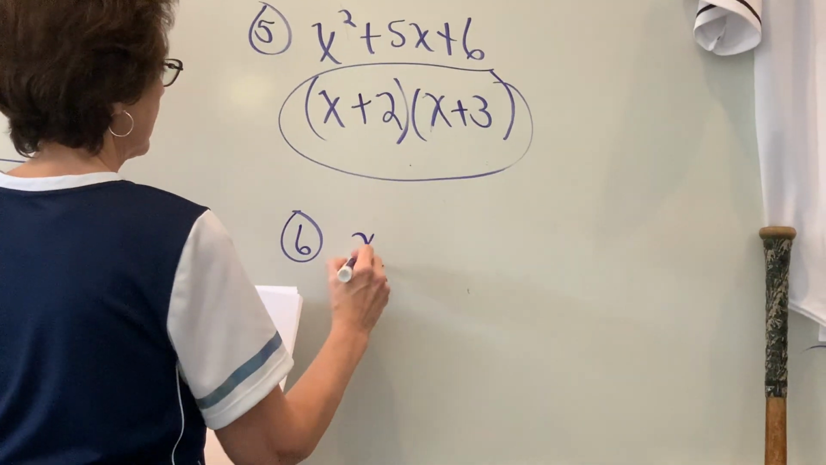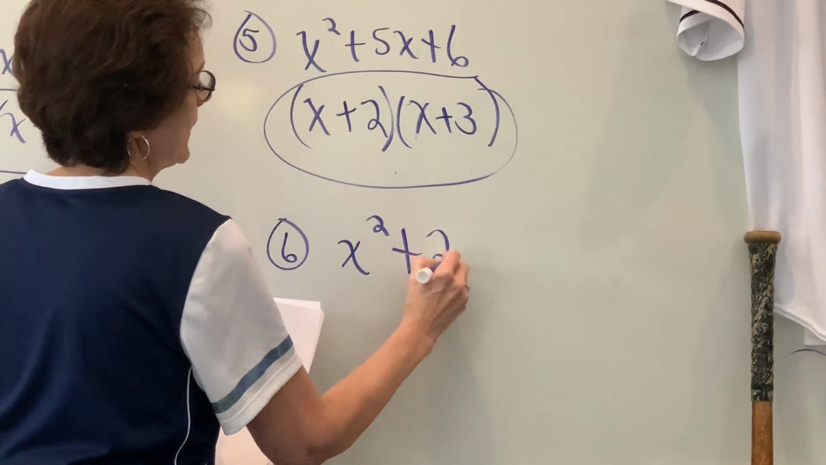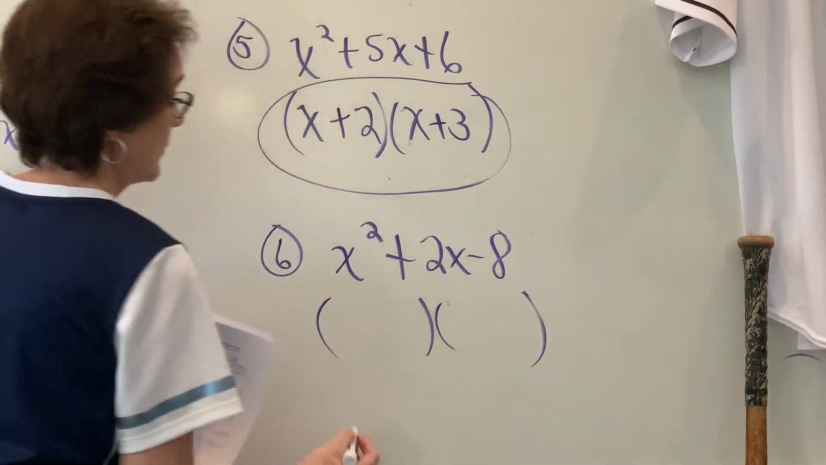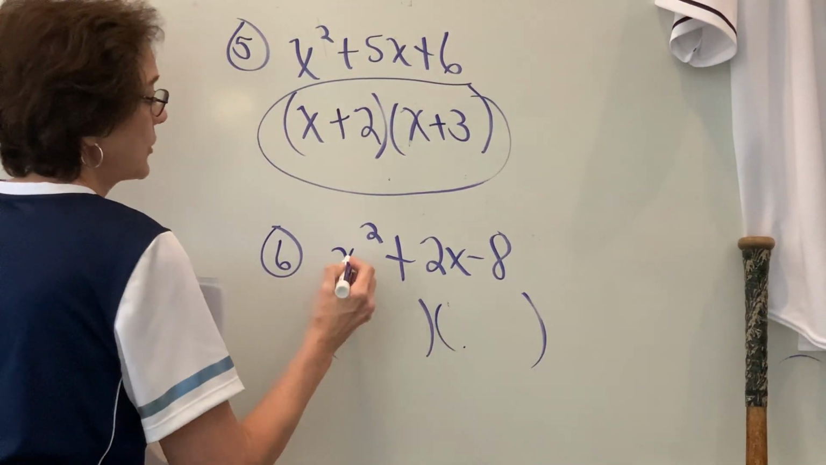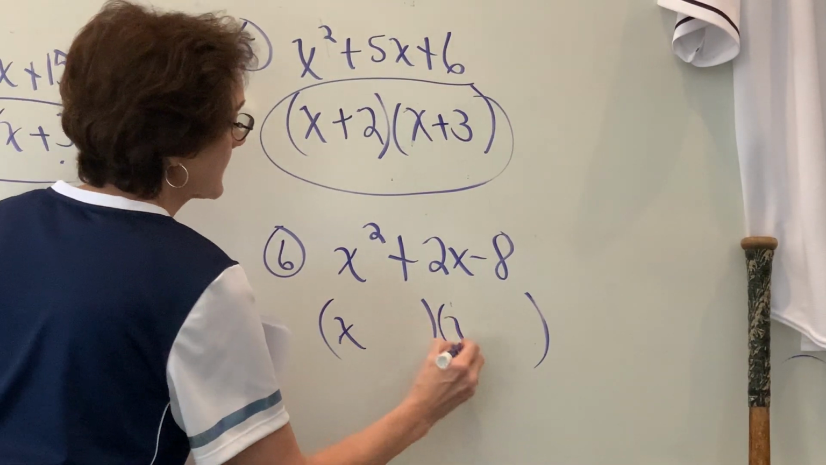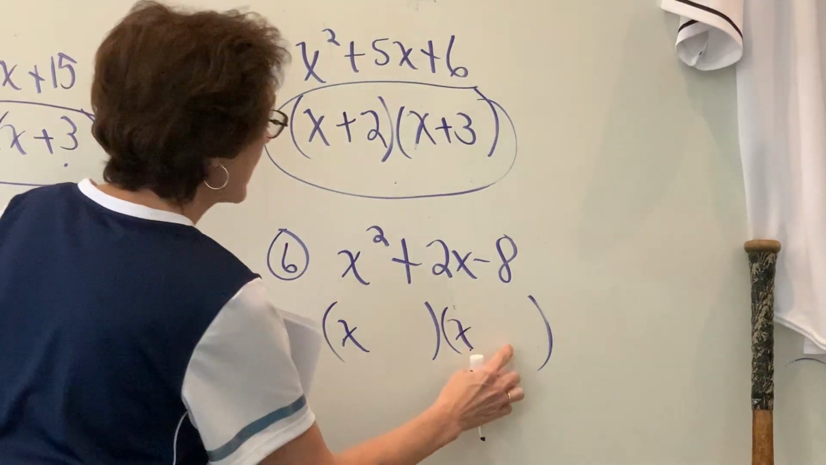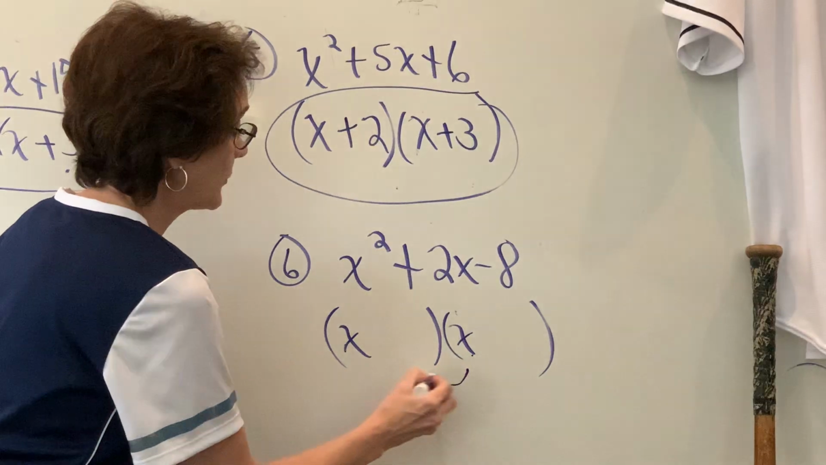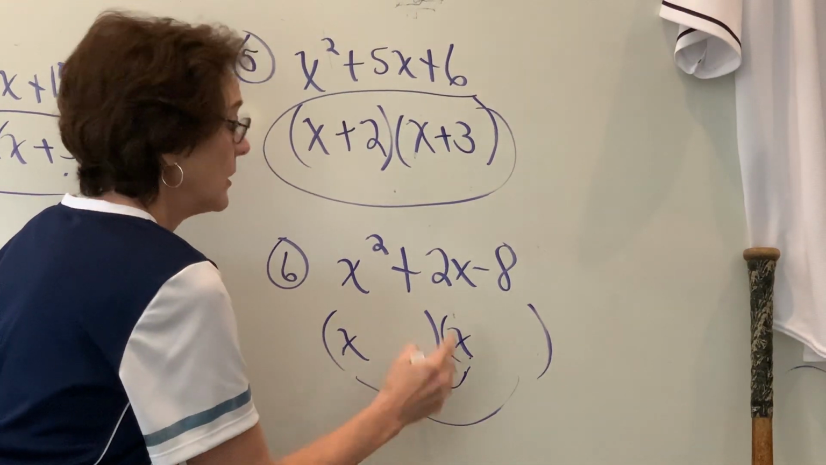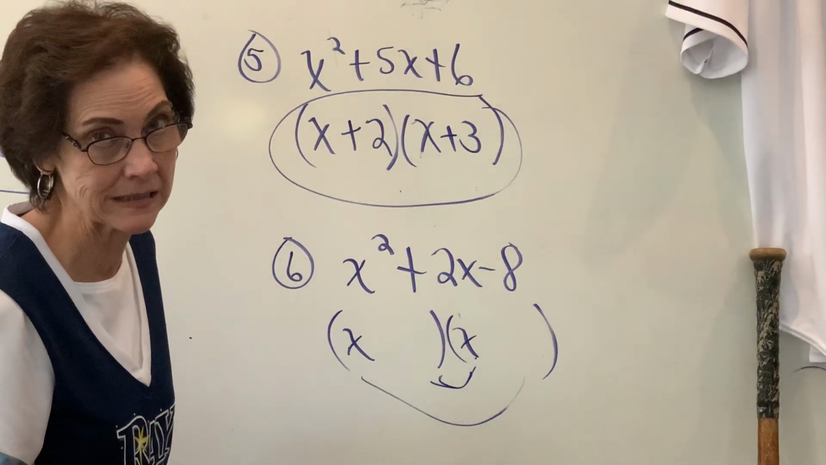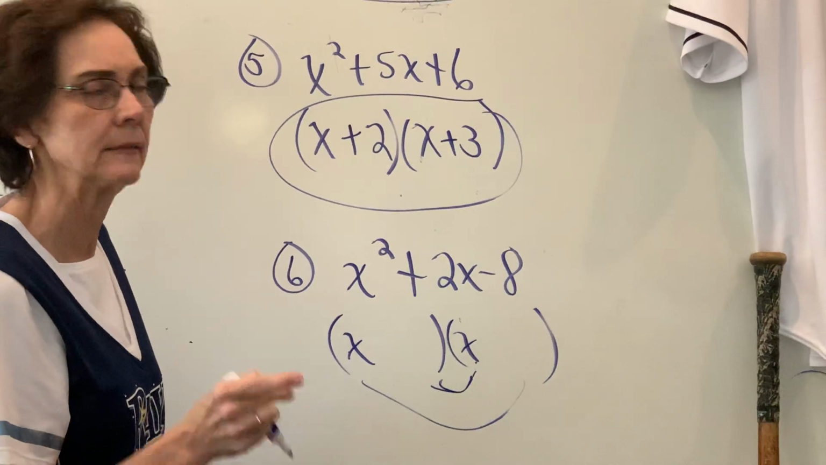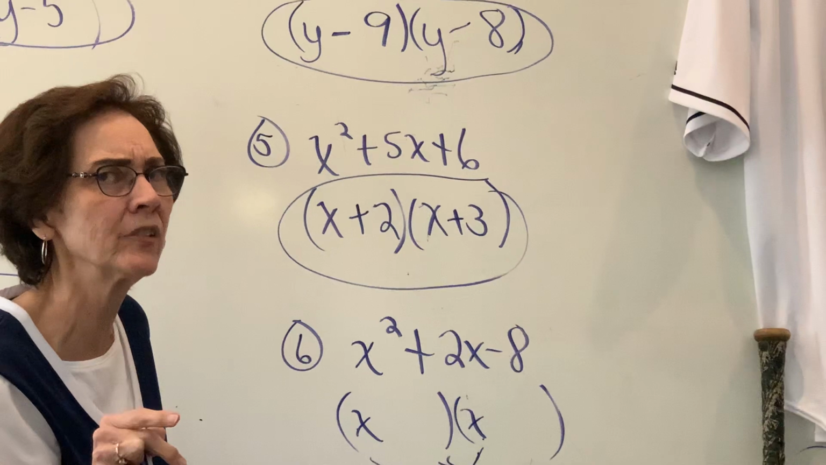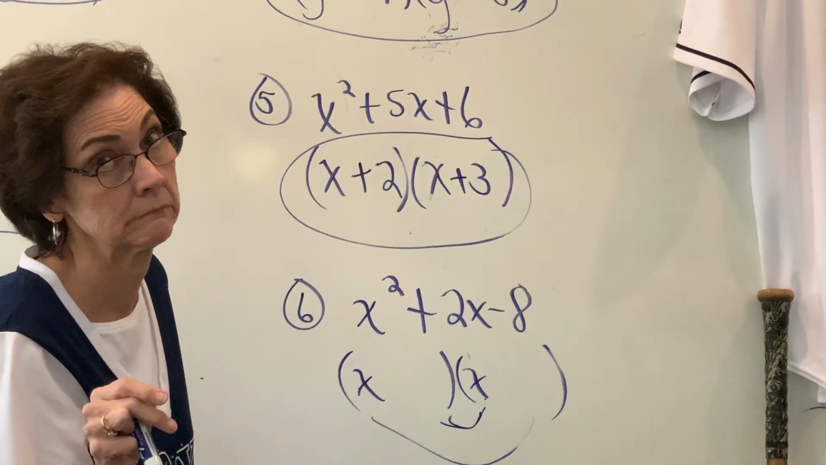x squared plus 2x minus 8. So what first term times what first term is x to the second power? X times x. What last term times what last term is negative 8? But when you add your outers and your inners, you've got to get 2x. So what would that be? 4 times 2 is going to help you, but which one's positive and which one's negative?